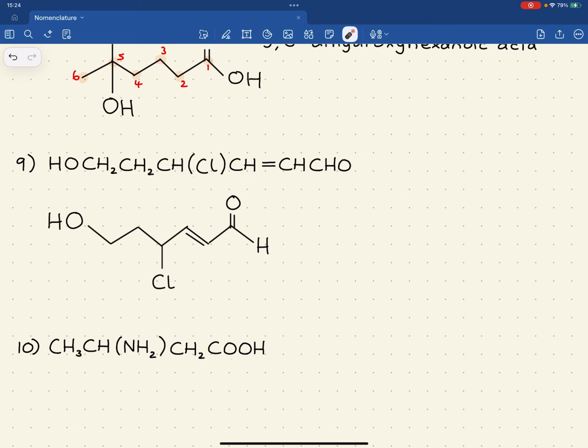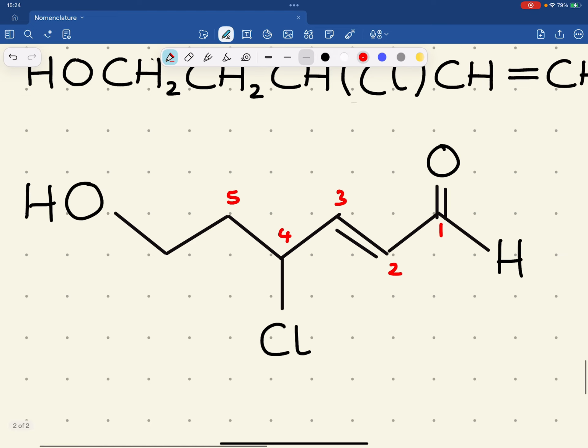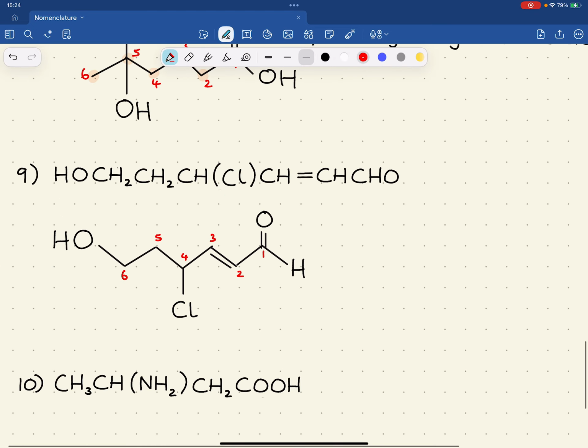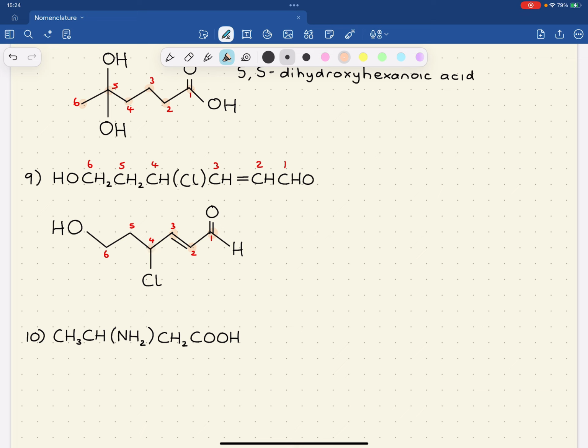We need to look at what functional groups we've got. We've got an aldehyde, a halogen, and an alcohol. The aldehyde would have the highest priority, so you'd number this 1, 2, 3, 4, 5, and 6. So what we can see there, obviously, is 1, 2, 3, 4, 5, 6 in my longest chain.